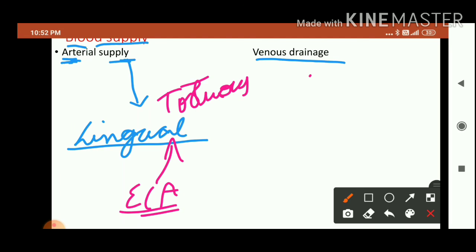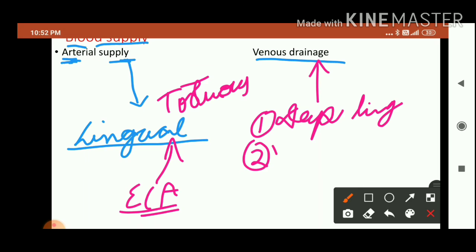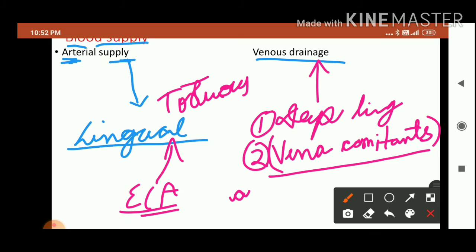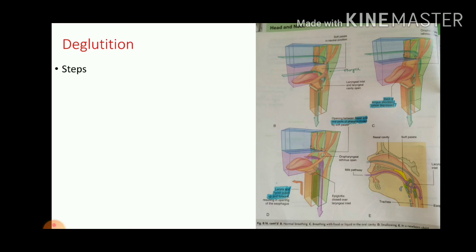On the other hand, the venous drainage is by the deep lingual vein and along with it the vena comitans. We know what we mean by vena comitans: they are small veins accompanying the hypoglossal nerve and the lingual artery. We get two vena comitans, one accompanying the lingual artery and the second accompanying the hypoglossal nerve. The nerve supply I will discuss in the next video.